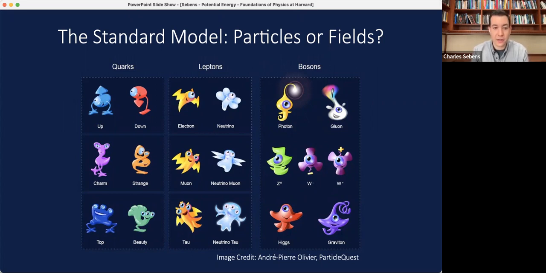So you'd want to figure out, is this a theory of electrons, photons, up quarks, down quarks, all of these particles, here shown in fun, cute cartoon versions, or is it a theory of a bunch of fields, like the electromagnetic field?